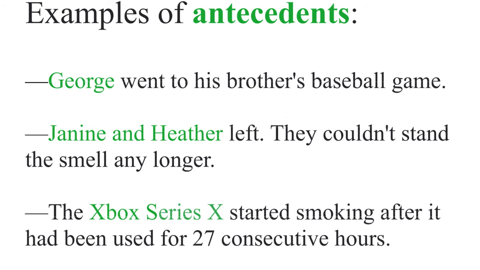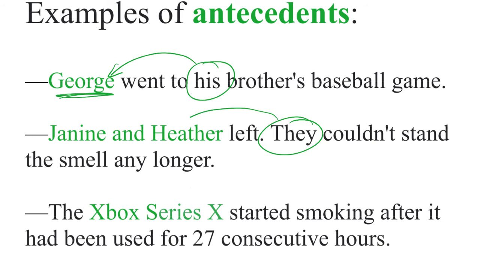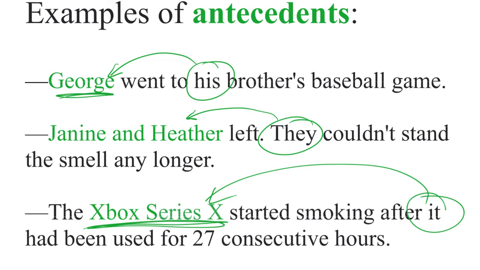Here are some examples of antecedents. George went to his brother's baseball game. His is the pronoun, and the antecedent, the thing it refers to, is George. So George is the antecedent. Janine and Heather left. They couldn't stand the smell any longer. They is the pronoun. The antecedent, the thing they refers to, is Janine and Heather. The Xbox Series X started smoking after it had been used for 27 consecutive hours. It is the pronoun, and this Xbox Series X is the thing it refers to. So this is the antecedent.